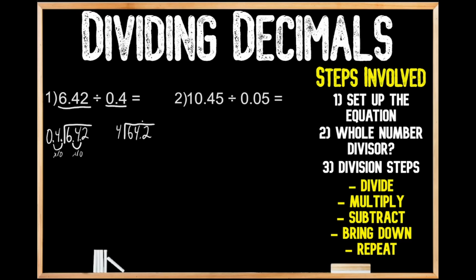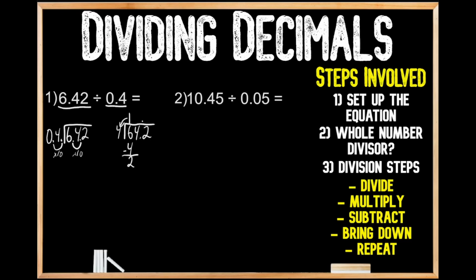Now we can move on to step number 3, which is to work through the division steps from left to right. First we're going to start out by dividing, and we know that we can make one equal group of 4 out of 6. So up top above the 6, we're going to write a 1, and then we're going to move on to the next step, which is to multiply. When we multiply 1 times 4, we get 4. Next, we're going to move on to the division step of subtract. When we take away 4 from 6, we get 2.